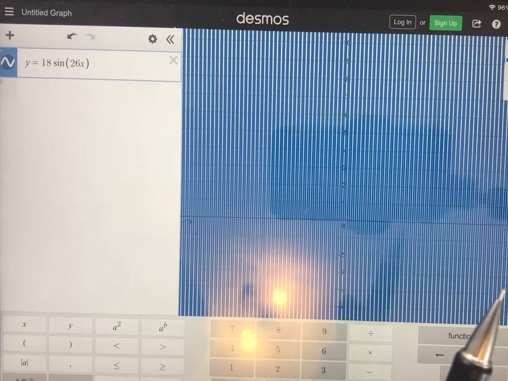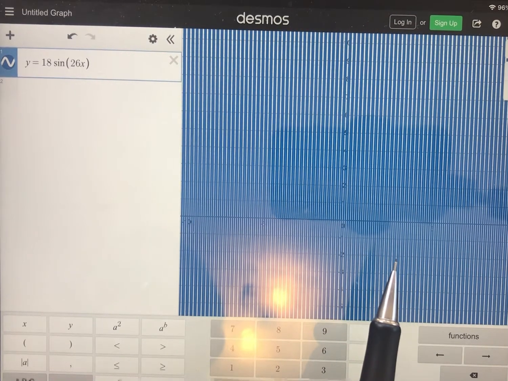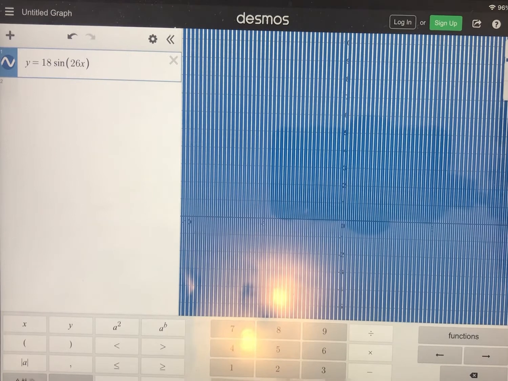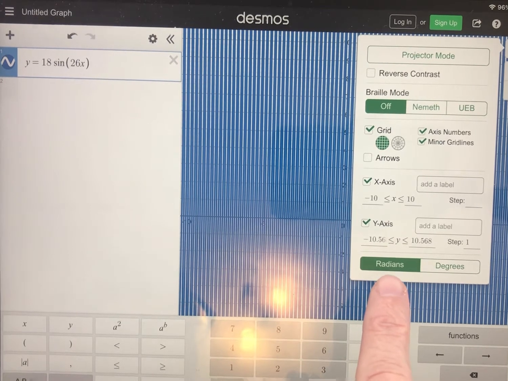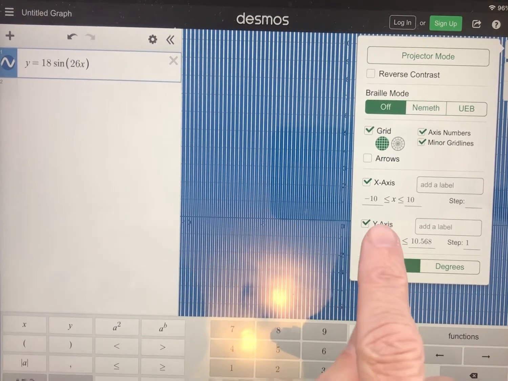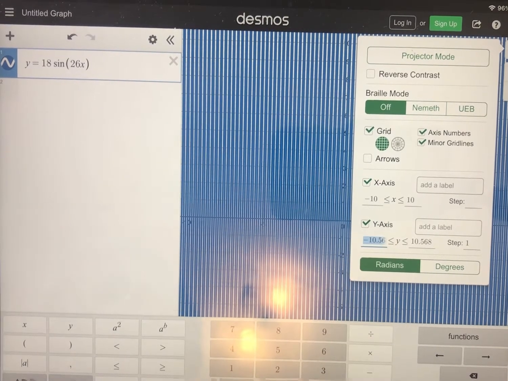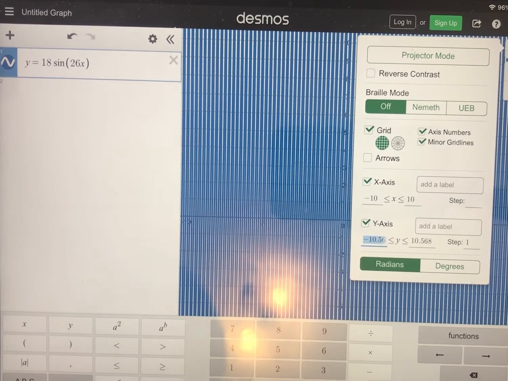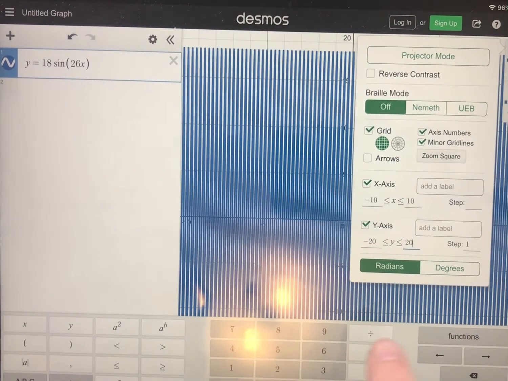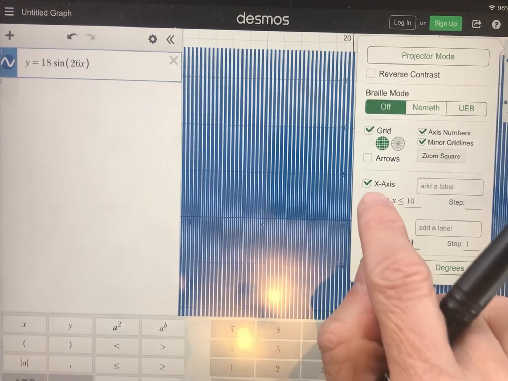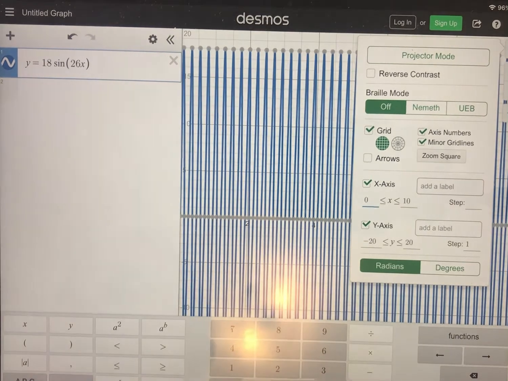We know that our period was only a pi over 13 period. So let's go into the toolkit over here. First off, I'm in radians, and that matters. Our y-axis was pretty simple. Our y-axis went from negative 18 to positive 18 because that was the amplitude. I'll go from negative 20 to 20 so that we have a little space above and below. Our x-axis, well, we started at 0.